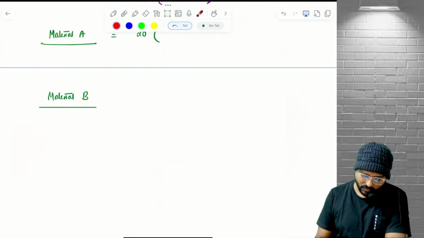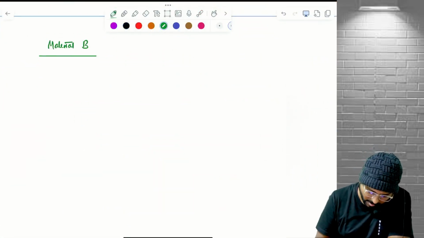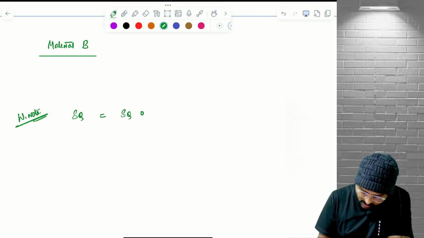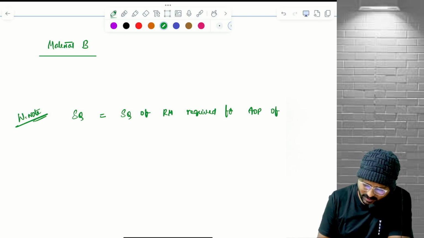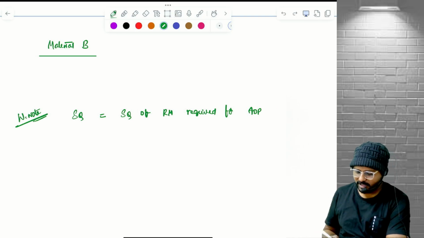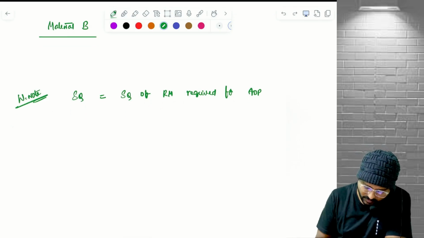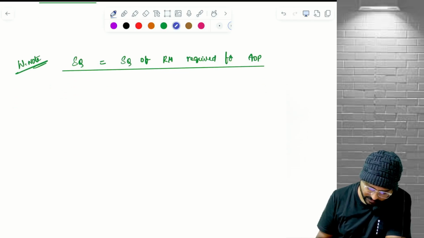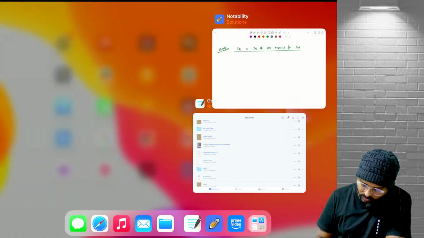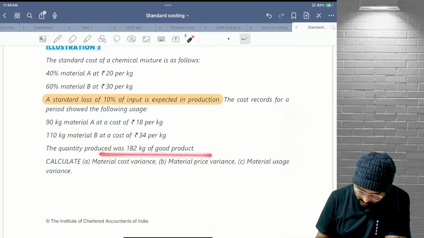So therefore, we'll go to a working note. Working note, similar to the last sum, we need to calculate SQ. What is SQ? Standard quantity of raw material required for actual output. That's nothing but finished good, na? Output means finished good, obviously, right? Now, how to calculate this? We need to do this both for A as well as B. That is the problem. Now, how to do this? Pretty simple. You have the output over here.